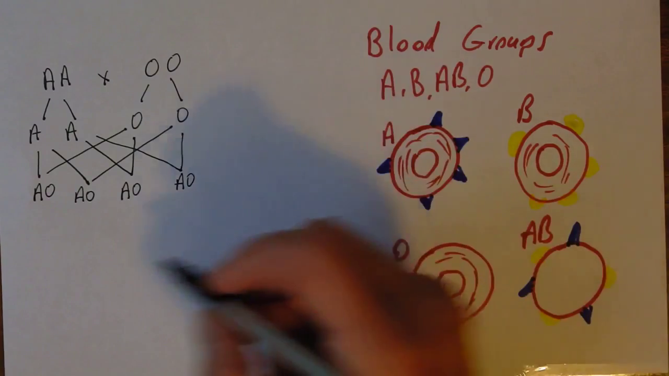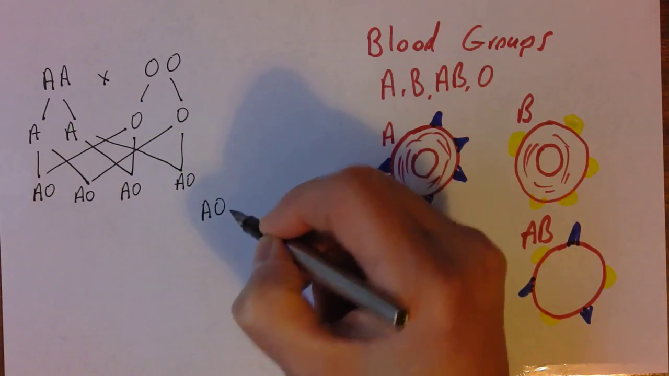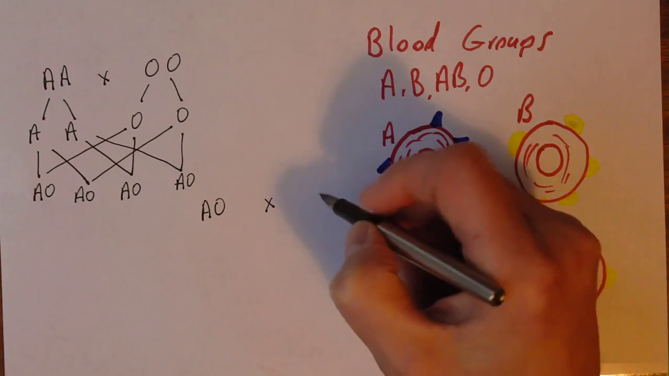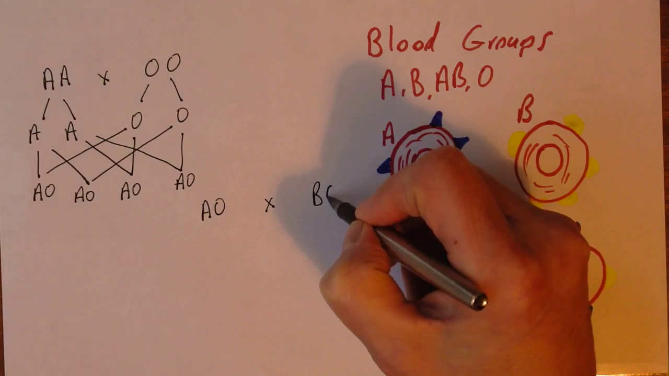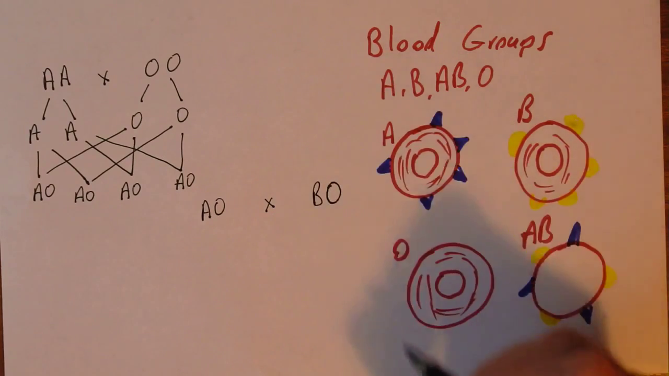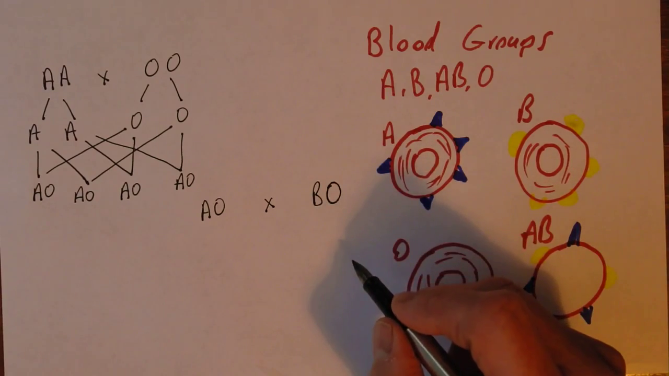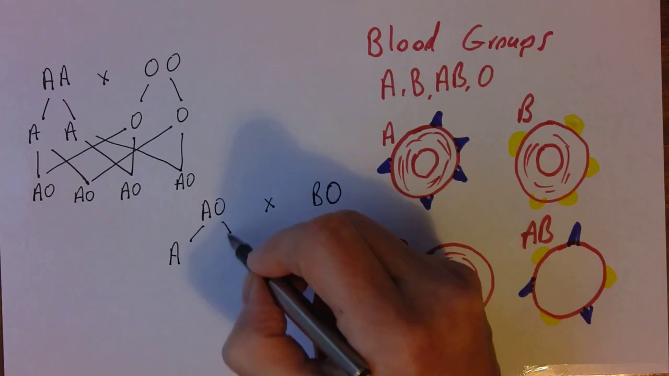So let's think of another example. Let's think of AO. And let's suppose that they marry someone who's blood group B, but is heterozygous genotypically. You wouldn't know that by looking at them, but they are heterozygous. So again, we make the gametes.